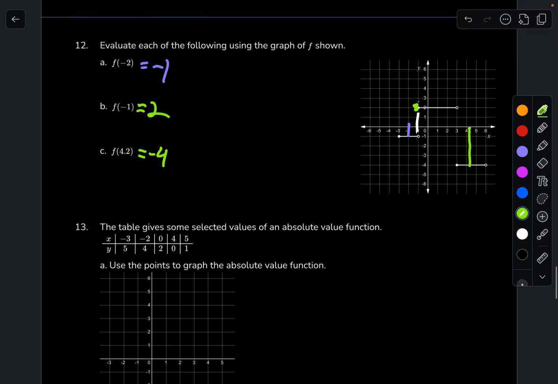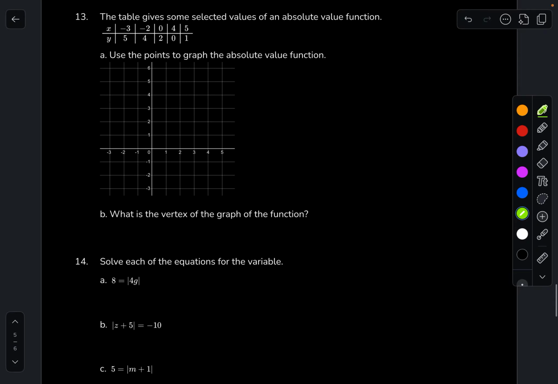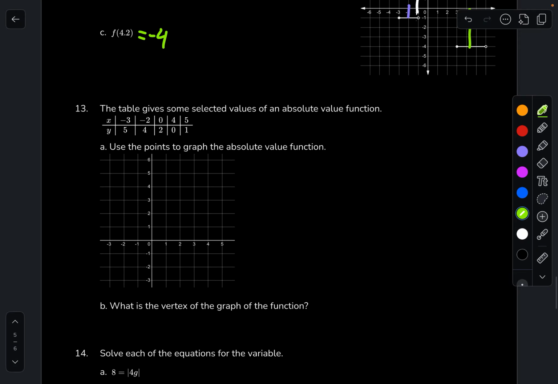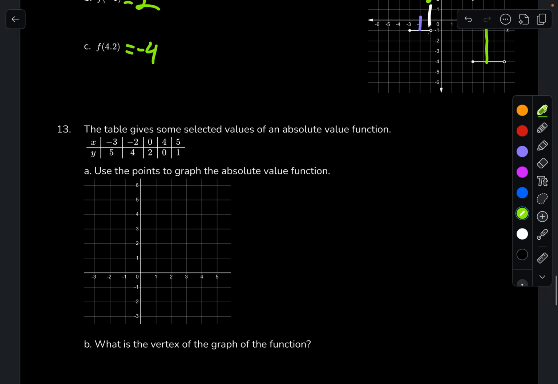Okay. Question 13. All right, we're coming home. And I can go home after this. The best way to do this, the first thing you have to remember, you would have just seen this before the midterm, is that absolute value functions have graphs that look like V's. Okay, it's going to be a V.